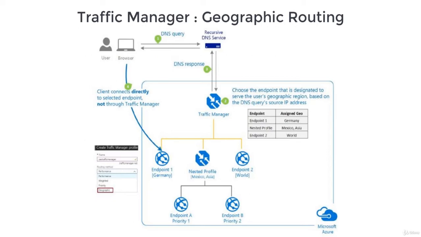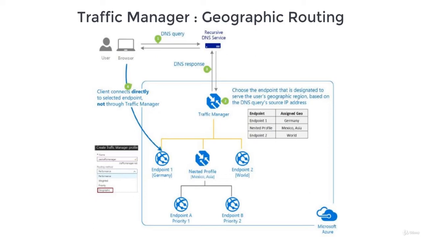When a traffic manager profile is configured for geographic routing, each endpoint associated with that profile will have a set of geographic locations assigned to it. Any request that is being originated from that region will get routed to that endpoint only.